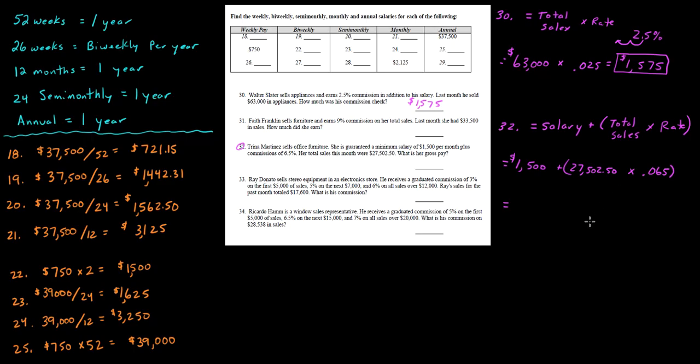When I multiply those together, I get $1,787.66. And I also earn the $1,500 from my salary. So if I add the amount I earned in my salary plus the amount I earned in my commission, I get my grand total of pay for number 32, which is $3,287.66. So that is the amount that I earn in number 32.